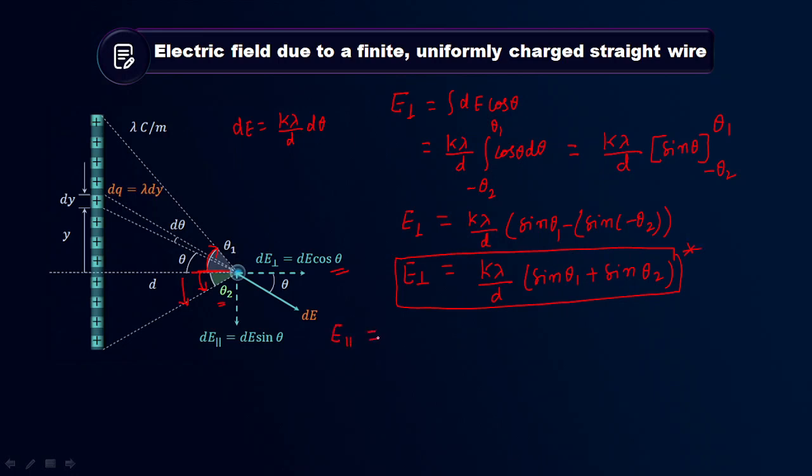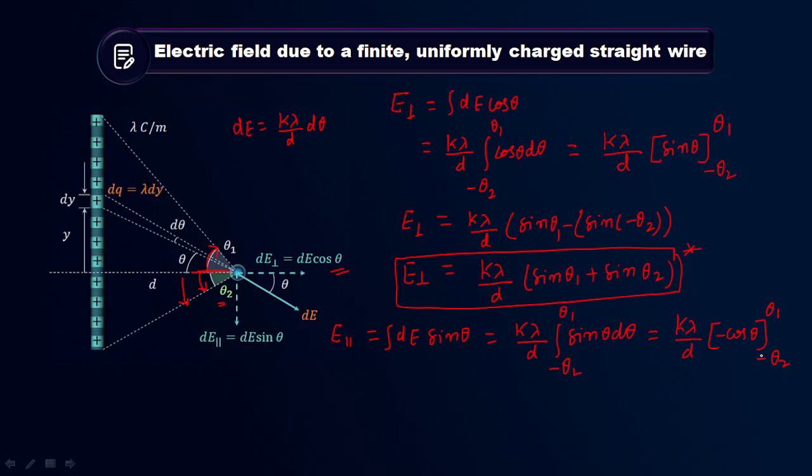Similarly, we can write for E parallel. So E parallel will be equal to the integration of dE sin theta. Again put the value. So it will be equal to k lambda by d, we can take it outside. We have to write the integration of sin theta d theta, again from where to where? From minus theta 2 to theta 1, right? Now the integration of sin theta is minus cos theta, right? Hope all of you know these things now. So k lambda by d, and we have minus cos theta from minus theta 2 to theta 1, right?